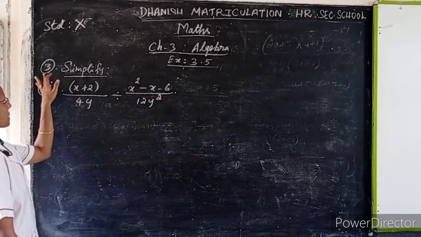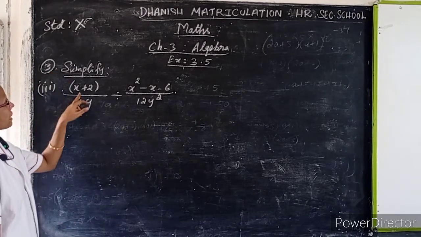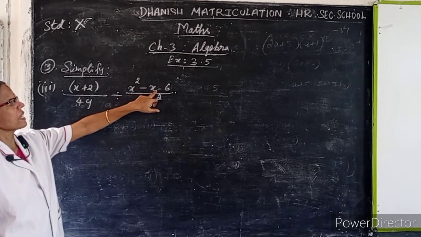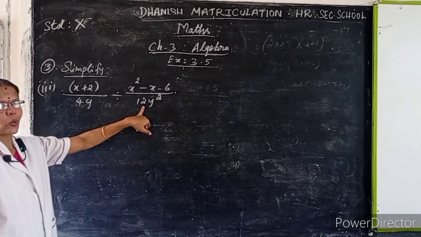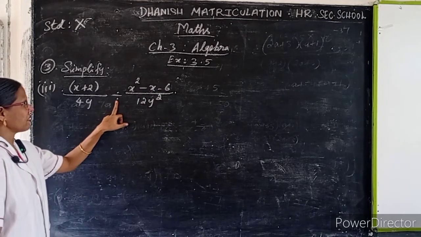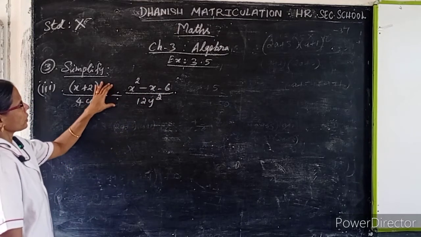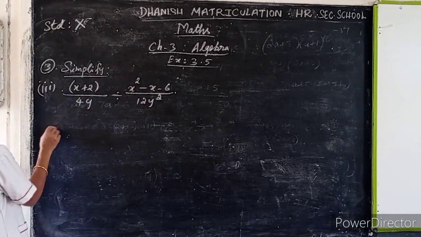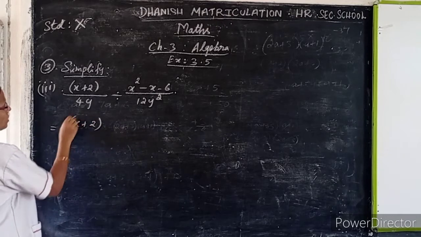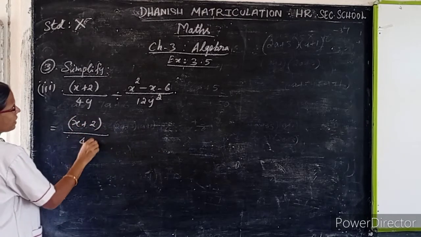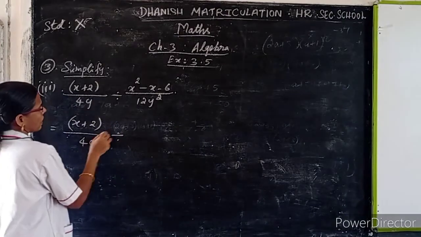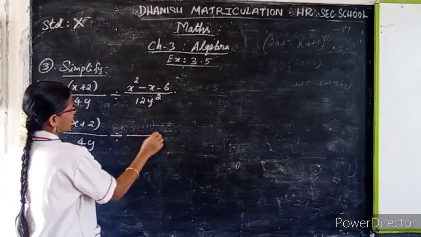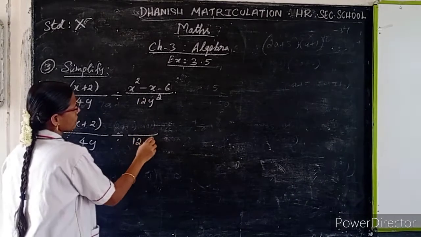Now third question, third subdivision: (x + 2)/(4y) divided by (x² - x - 6)/(12y²). Here also the operation division is given, so you should put the reciprocal for this fraction. x + 2 is a linear factor. So write like this, 4y divided by, here our factors are, this only quadratic expression. The denominator is 12y².